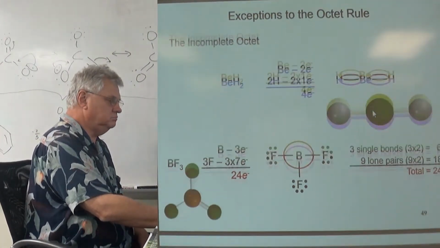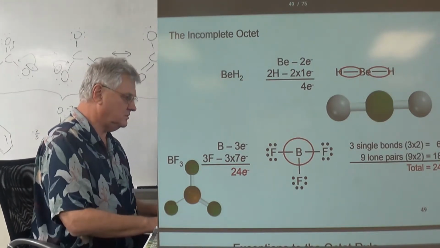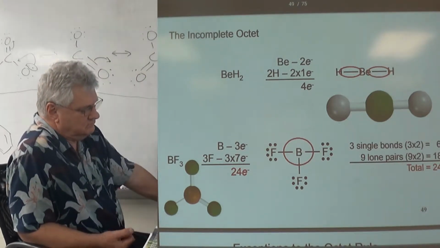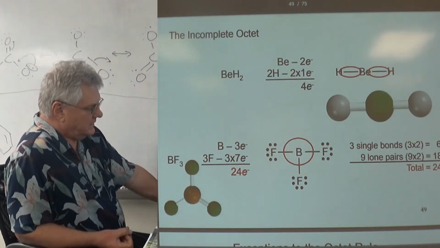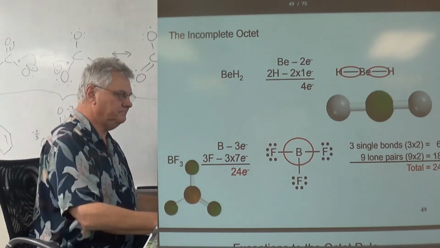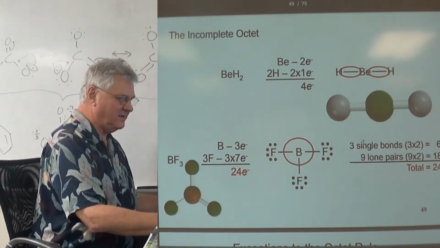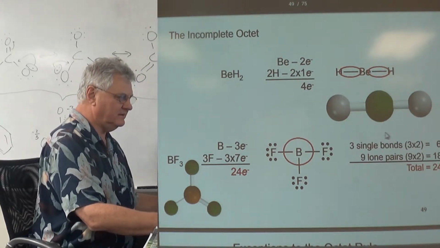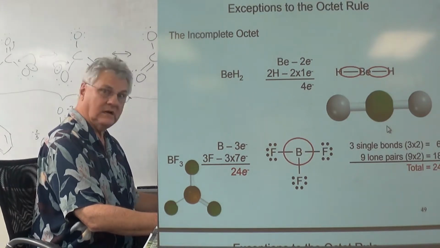Now here it discusses exceptions to the octet rule, as I told you there would be, going to nonmetals with atomic numbers less than carbon. When you get over to beryllium, it can actually form molecules where the beryllium atom only has 2 bonds and no non-bonded pairs, and so it only has 4 valence electrons around it. It doesn't satisfy the octet rule, but the compound exists.